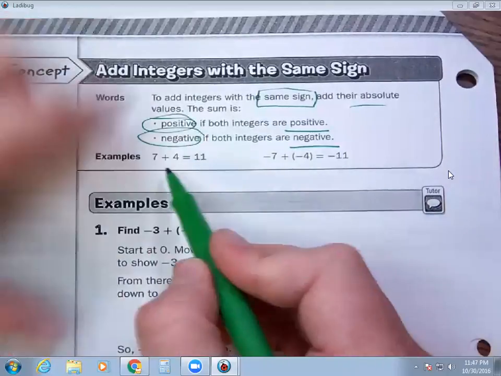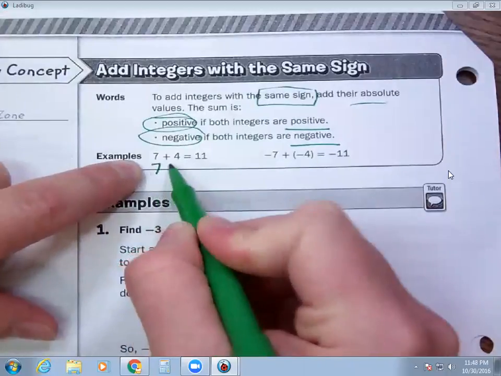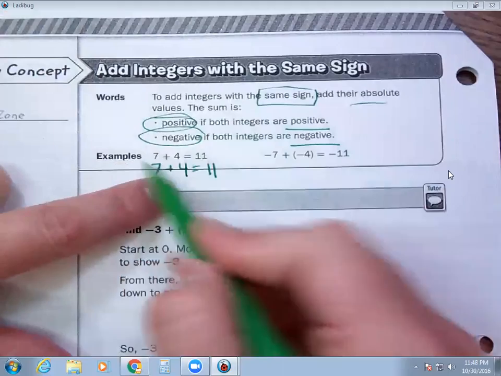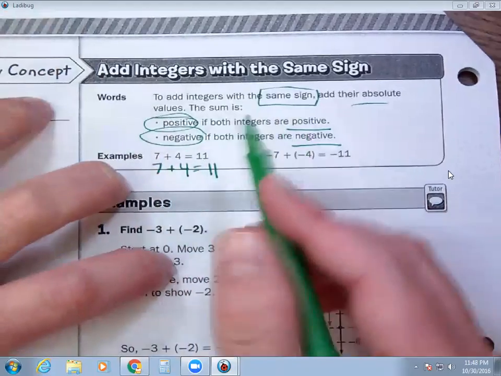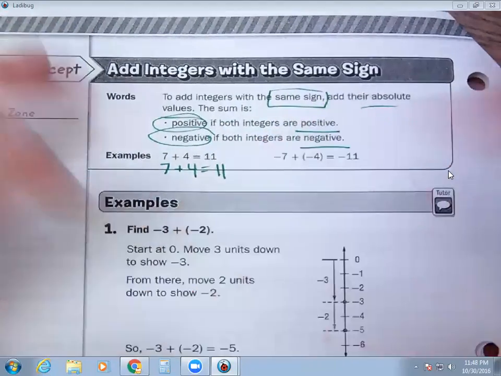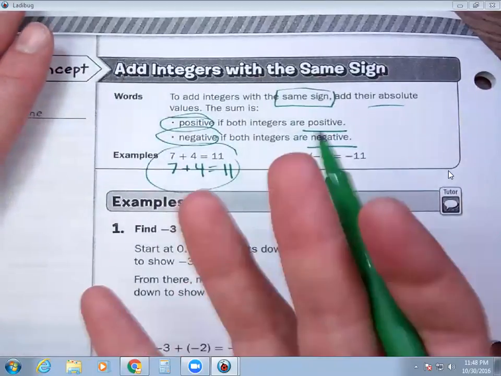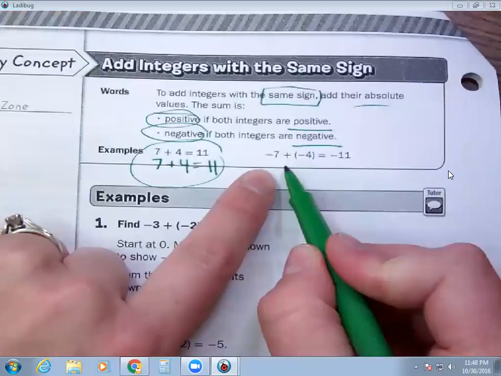So for example, the absolute value of 7 is 7, the absolute value of 4 is 4. We add those up, it's 11. It's all positive. It's like having a big pile of positive chips and a big pile of positive chips and pushing them together. I mean, you've known how to do this since 2nd grade or earlier, right? You kind of have known how to do this as well.